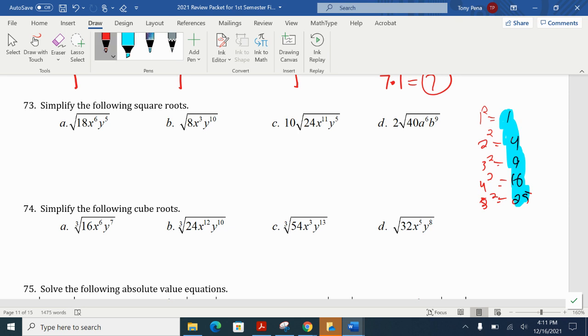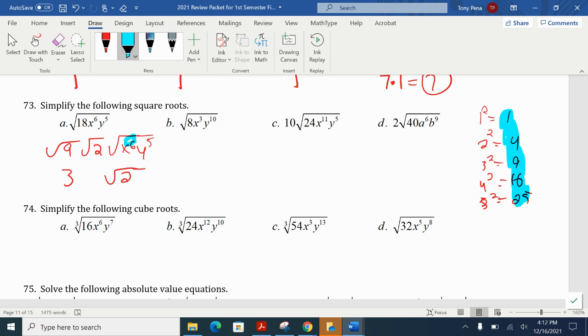All right, so for letter A, to simplify an 18, using one of these perfect squares, 9 would be our guy. So I'm going to write this as root 9 times a root 2. So that's still going to give me an 18. However, we also have some letters in here. So this is x to the 6 times y to the 5th. Square root of 9 is a 3. The square root of 2 we cannot do anything with, so he's going to stay underneath that radical.